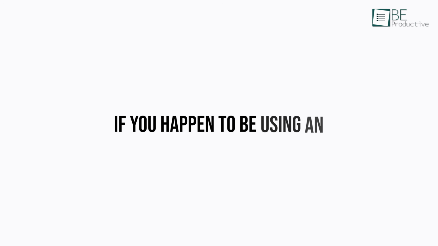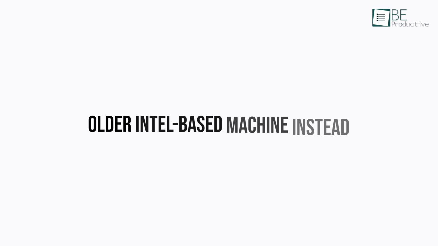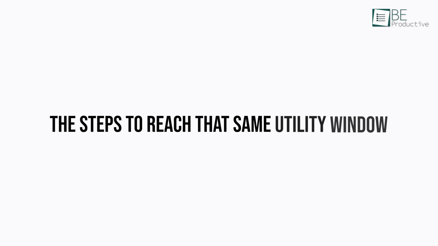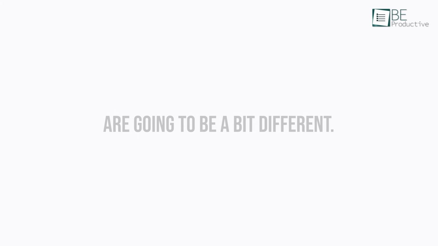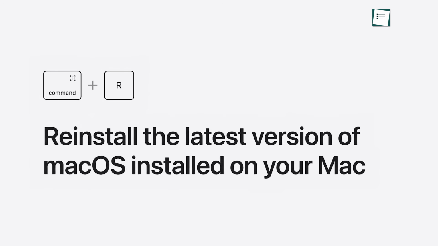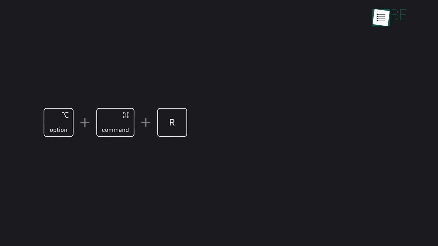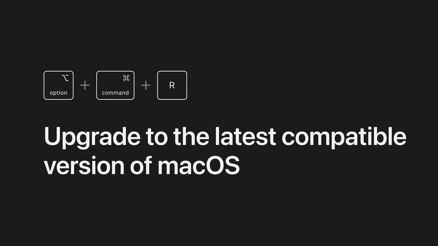Moving forward from there, if you happen to be using an older Intel-based machine instead, the steps to reach that same utility window are going to be a bit different. For these older machines, there are actually two different key combinations you can hold down depending on what you want to achieve. The first and most recommended option is holding down the Command and R keys together, which allows you to install the exact same version of the operating system that was already running on your computer before. The alternative method is holding down Option, Command, and R all together, which tells the computer to download and install the absolute latest version of the operating system that your specific hardware can support.